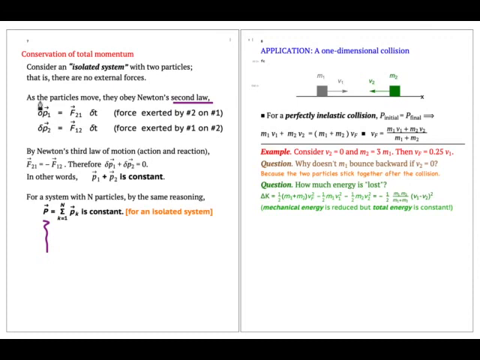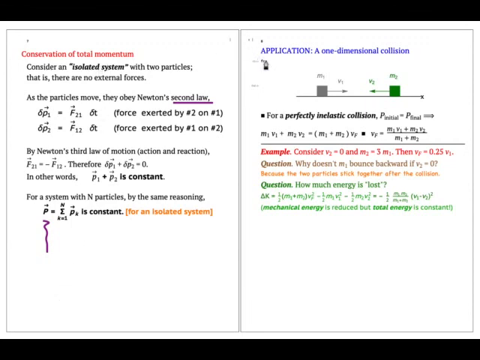Particle 1, its momentum may change. Particle 2, its momentum may change. But the sum of the two momenta does not change. Now, of course, these are vectors, so they have to be added as vectors. It's the vector sum, which is constant.